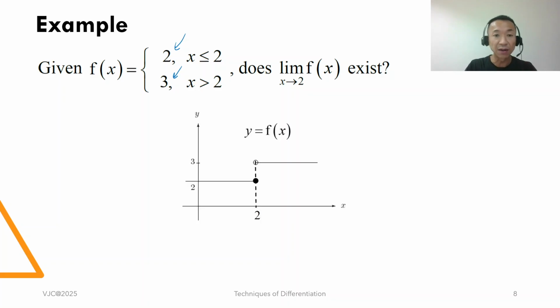So let's sketch the graph. The graph is not difficult to sketch. It's a horizontal line, y equals 2, and then a horizontal line, y equals 3. Now, the question is, does the limit of f(x) as x approaches 2 exist?